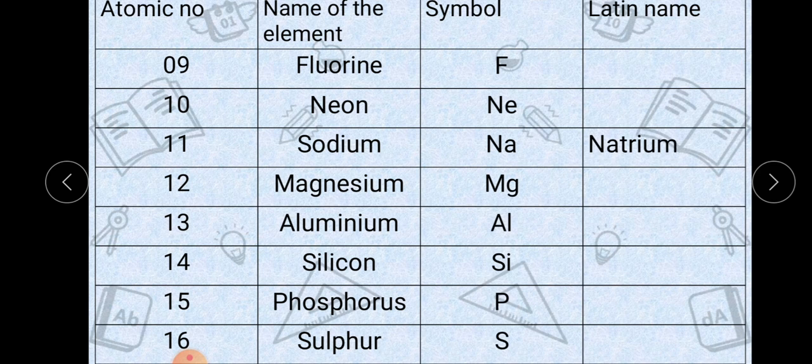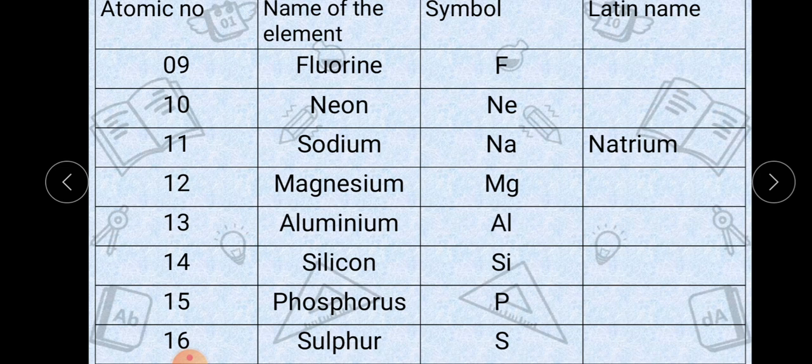Fluorine symbol is F. Next, 10th, neon, symbol is Ne. First and second letter we have taken here. And always while writing chemical symbols, the first letter should be capital and the second letter should be small.